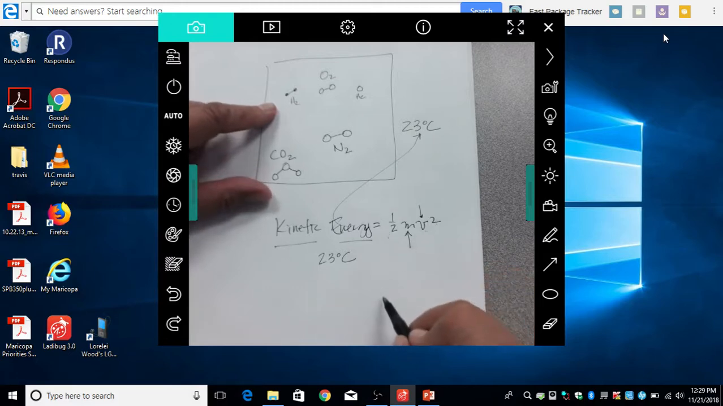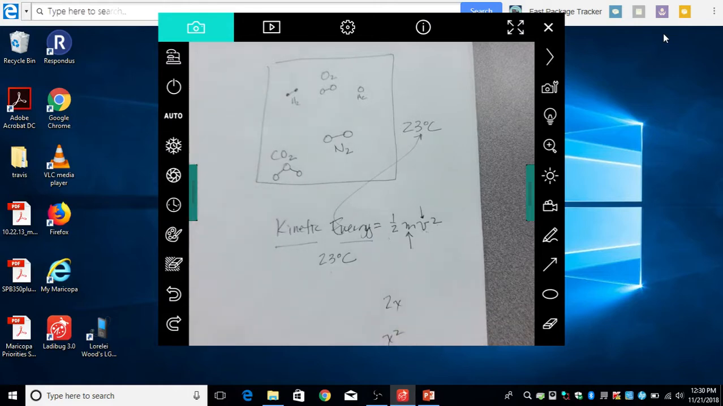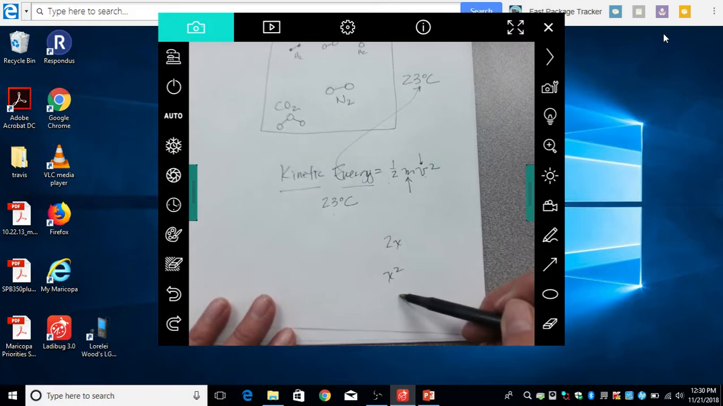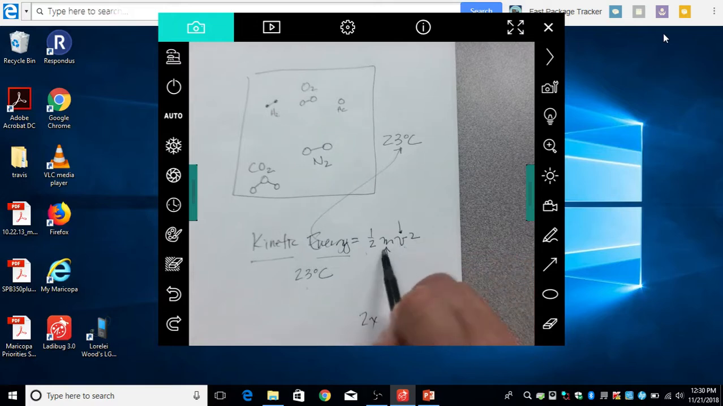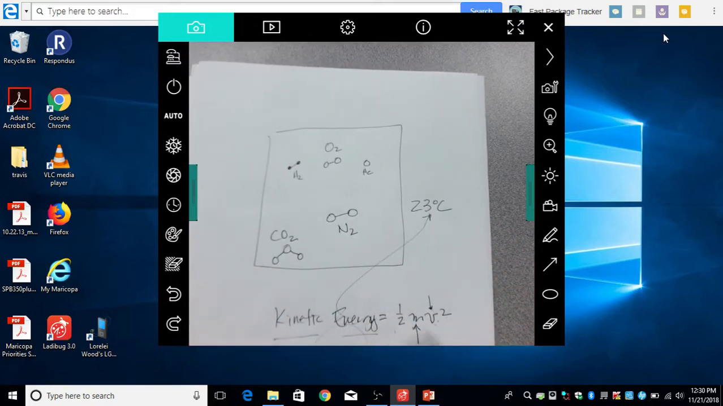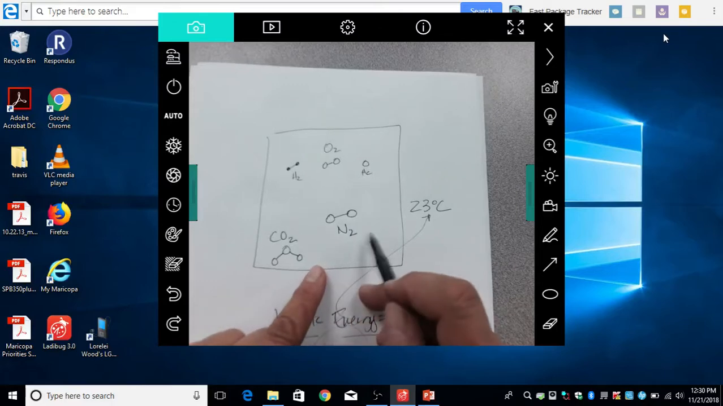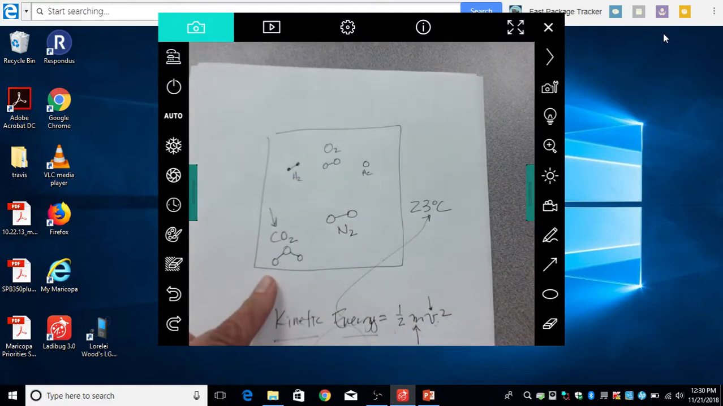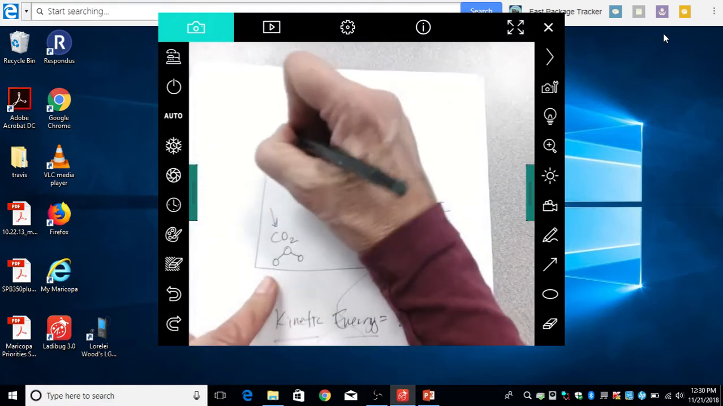I would rather have, if my salary was X, right? Would I rather have 2X or X squared? X squared. I'd way rather have X squared if my salary was X, right, rather than 2X. So this has to go down significantly. So if they're all at 23 degrees, who is traveling the slowest? The beefy ones, right? Because they have the most mass. Who's traveling the fastest? The itty bitty ones.